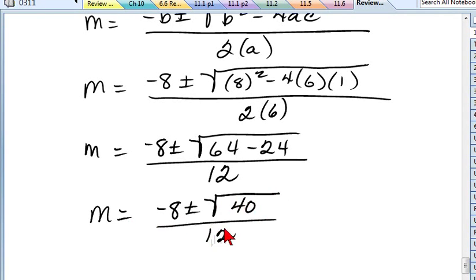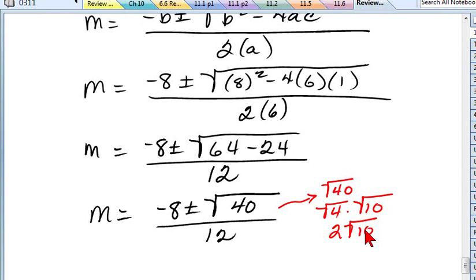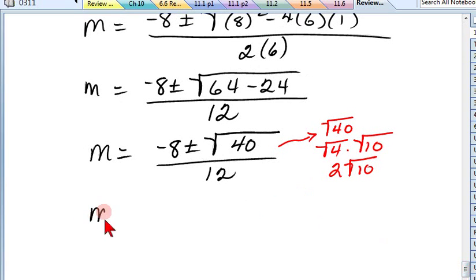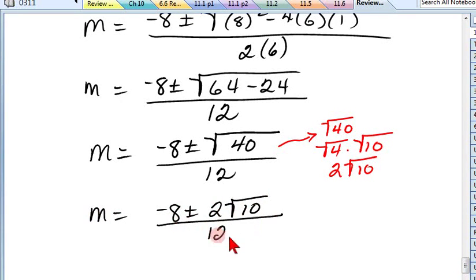over 12. All right, I have a couple of things to consider. Can I simplify? After I do, can I reduce? Square root of 40. 4 and 10. So that's 2 times the square root of 10 for a simplified version. So m is equal to negative 8 plus or minus 2 times the square root of 10 over 12.